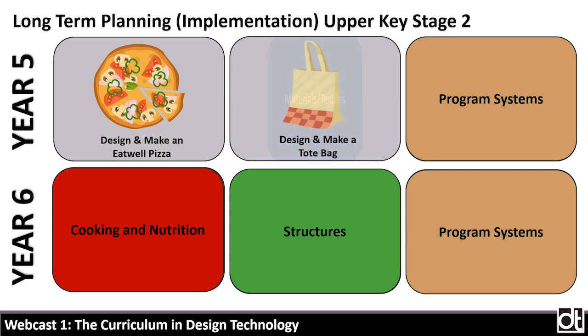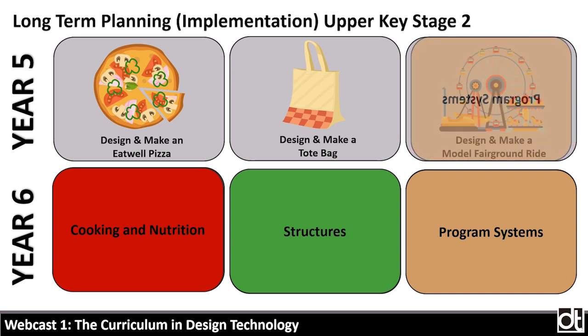Children will design and make a complex textile product when designing and making a tote bag. This provides opportunities to learn about fashion design, a range of decorative stitching techniques, and designing a product for a specific purpose. Year 5 is likely to be the first time children encounter using program systems when designing and making a model fairground. As well as applying their knowledge of structures and pulley systems, they add an electric motor that they can control using block code.